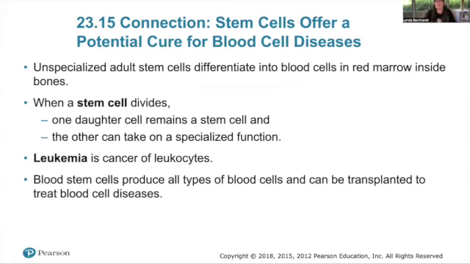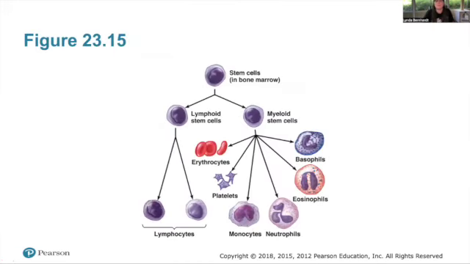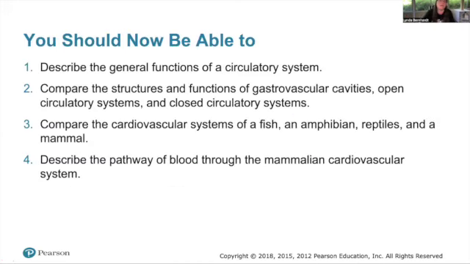Leukemia is cancer of the leukocytes, which are the white blood cells. So that is why if somebody has leukemia, a lot of times they can get on a donor list for bone marrow transplant, because if they can fix the bone marrow, then the body can start producing their own stuff again, which I think is pretty cool. Just showing you stem cell is told what to become. So there you go. Oh, we're done.